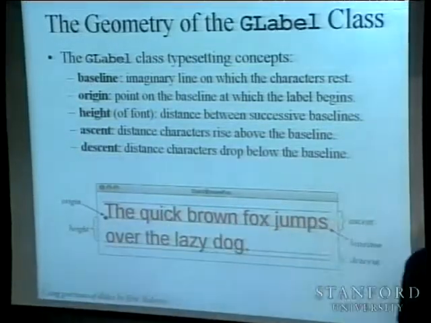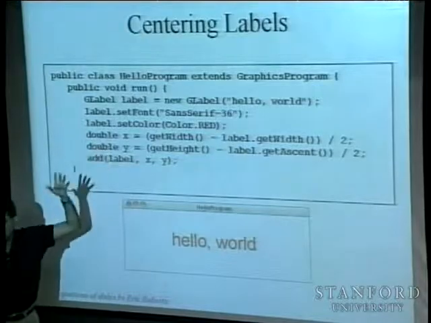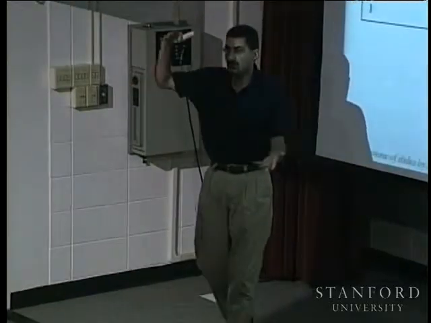So if you want to center something, here's an example. We again have our little text, hello world. We set it to be big, we set it to be red. Notice we haven't figured out where on the screen to put it yet, because we're going to compute that after we set the size of the font. So we know how big it is. Now we can ask this label, how big are you? How wide are you? How tall are you?